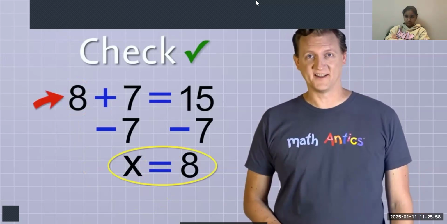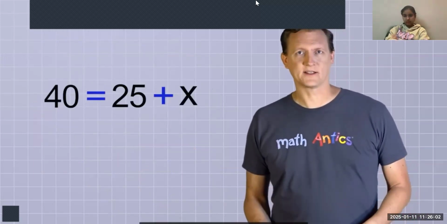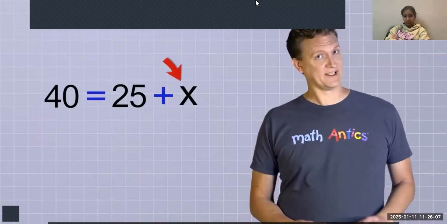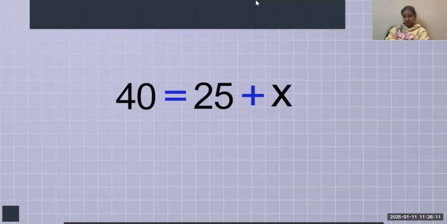Pretty cool, huh? Let's try another one. 40 equals 25 plus x. This time, the unknown value is on the right-hand side of the equation. Does that make it harder? Nope. We use the exact same strategy. We want to get x by itself, but this time x is being added to 25.